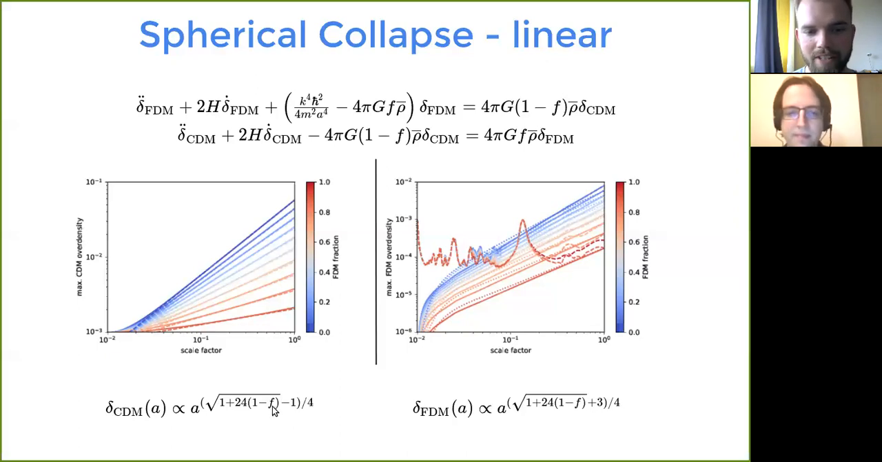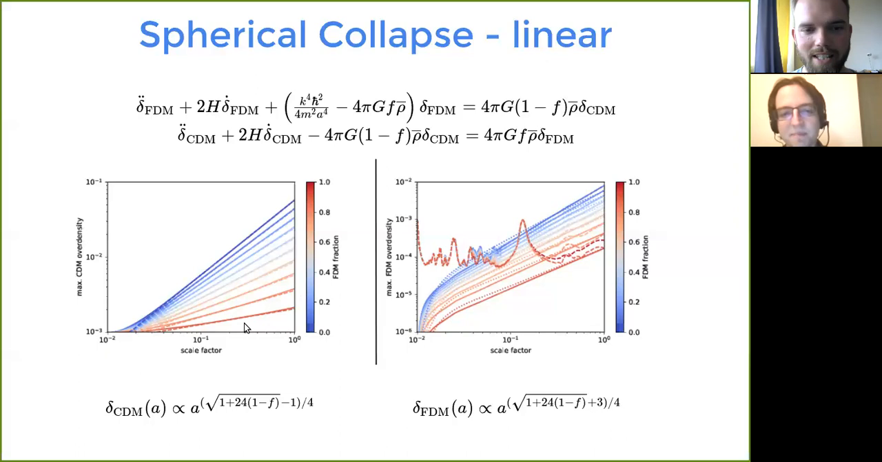And indeed, if we set f to 0, so if there's no fuzzy dark matter, then we get the typical linear increase, so then that exponent becomes 1. And if we have the pure fuzzy dark matter case, so if we set f to 1, then this becomes 0, and cold dark matter cannot collapse. There's also no cold dark matter anymore, but it's increasingly suppressed.